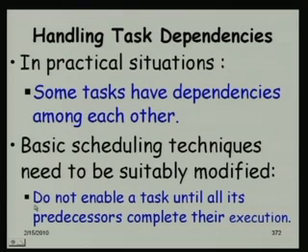But the idea of handling task dependencies was very simple. The idea was: do not enable a task until its predecessors complete their execution. So, when there are dependencies, first let the tasks which have no predecessors complete, and then the tasks that are dependent on them become ready, because if they become ready before the predecessors are complete, they will compete for resources with the tasks on which they are dependent.